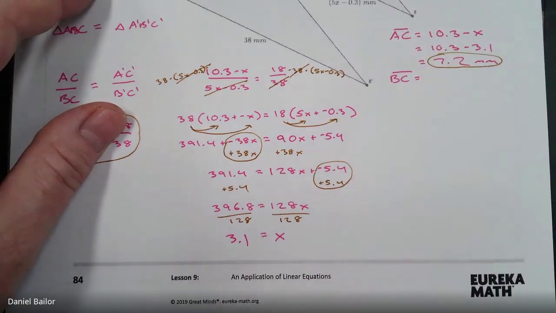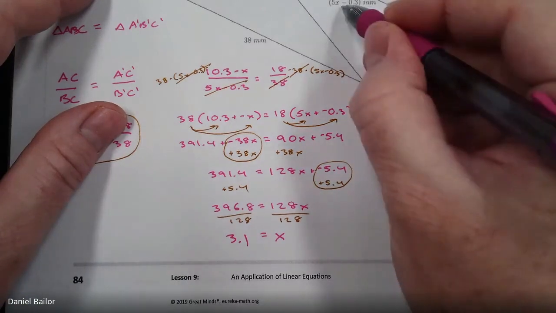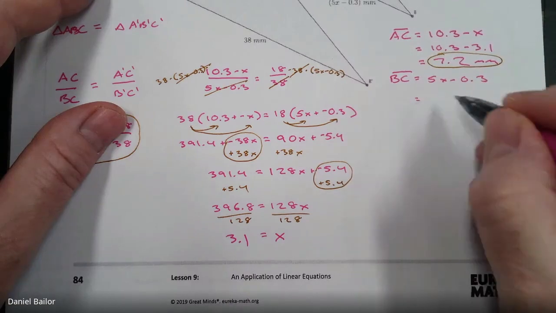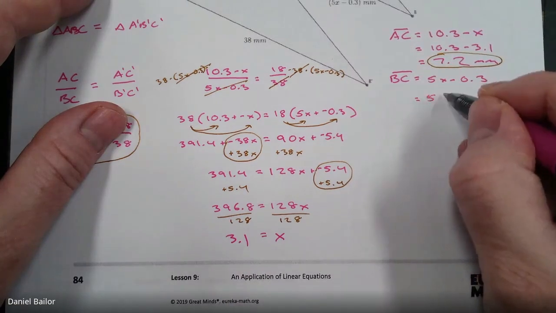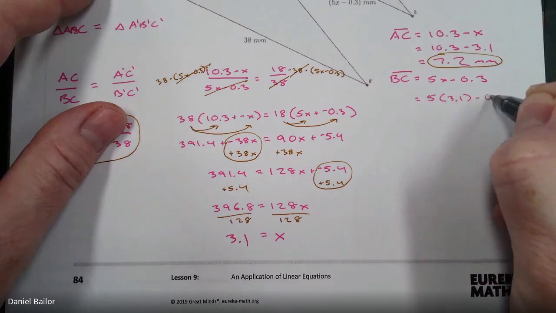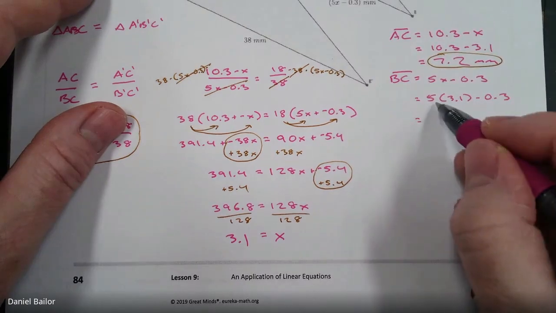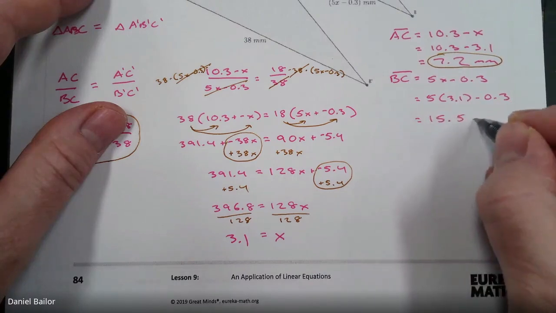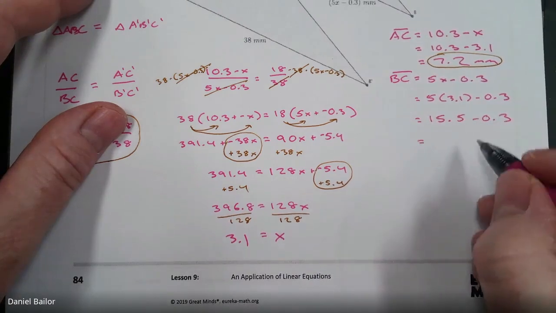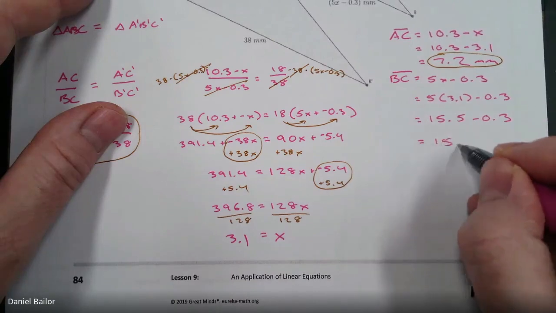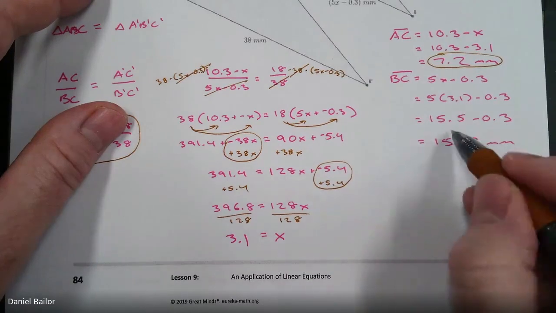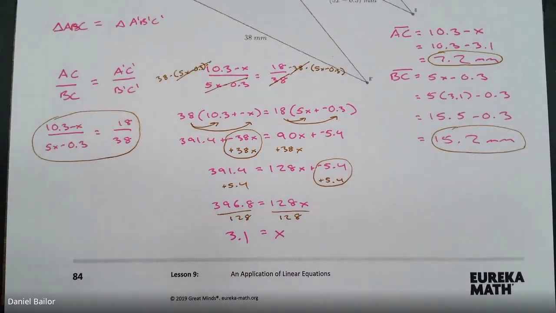BC was 5x minus 0.3. Well, remember x was 3.1, so that's 5 times 3.1 minus 0.3. 5 times 3.1 is 15.5 minus 0.3, which is 15.2 millimeters. And that is, and now we are done.